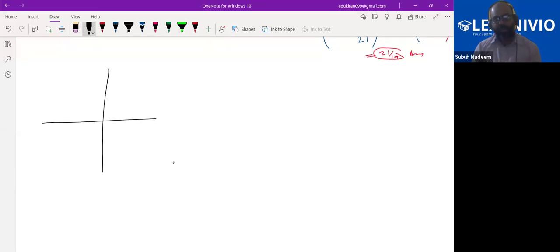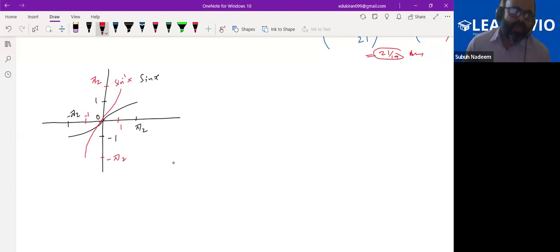Like if we have the graph of sine x, this is the graph of sine x. So it is pi by 2, it is minus pi by 2, it is 1, it is minus 1, it is 0. Now if you want to plot the graph of sine inverse of x, it would be like this. So this is pi by 2, this will be 1, this will be minus pi by 2, it will be minus 1, and this is the graph of sine inverse of x.